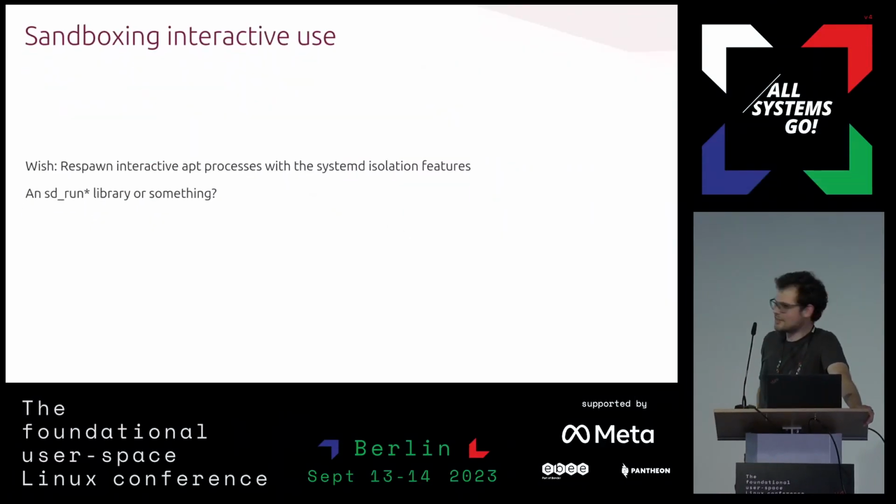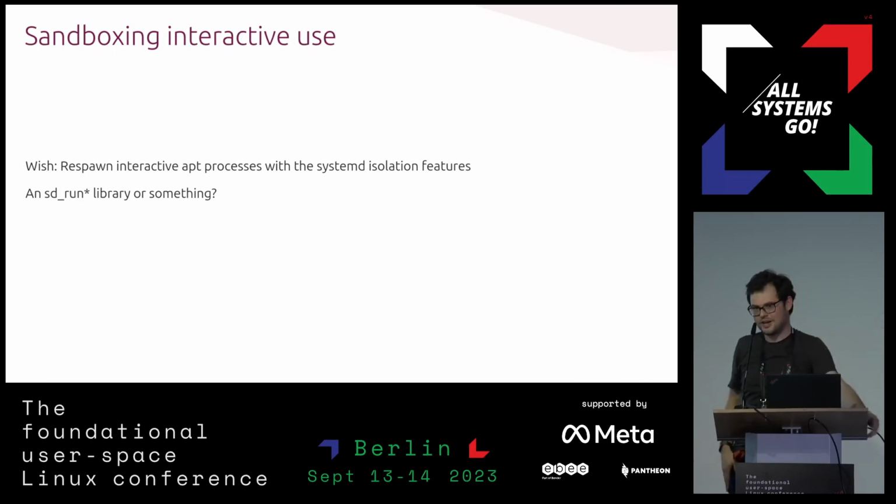And I think there's one final bit that we haven't talked about. It is sandboxing the interactive user cases. And I was talking to Luca about this on IRC a bit. Essentially, if you run apt manually on the command line, you kind of also want to have the same isolation features that you get in the service. So it would make sense to have a library or, I don't know, a Varlink protocol, whatever, to be able to respawn ourselves with the systemd isolation features applied.